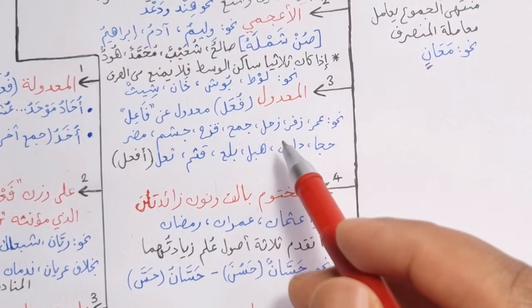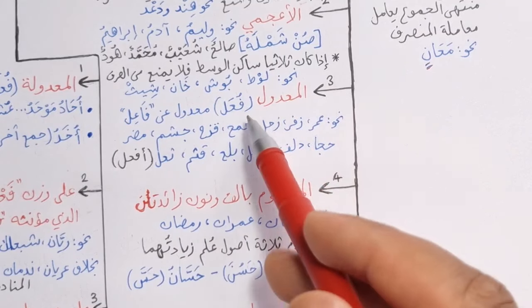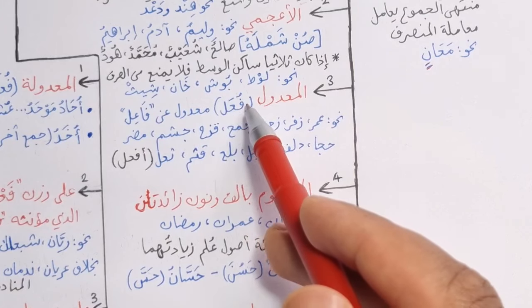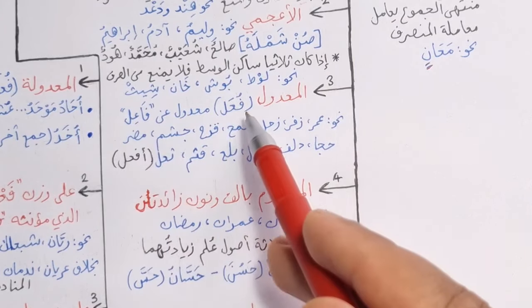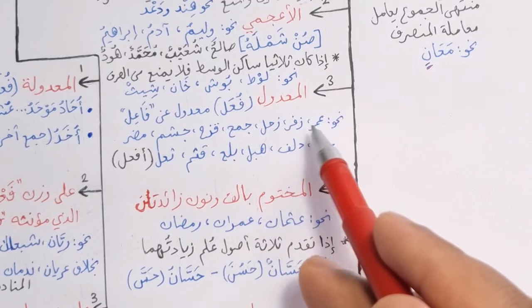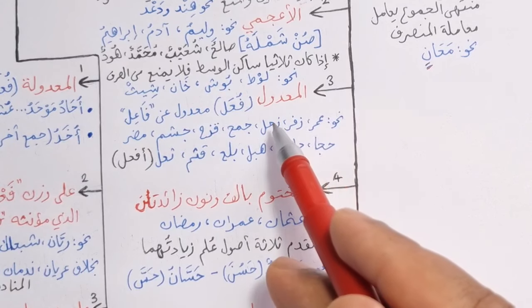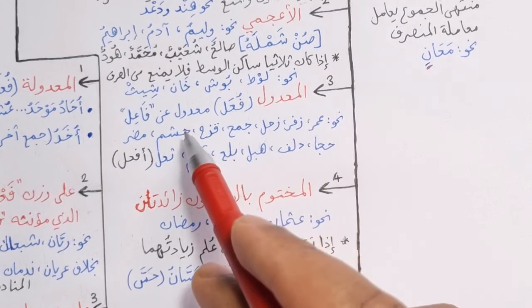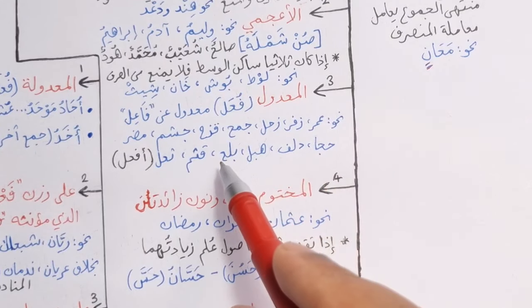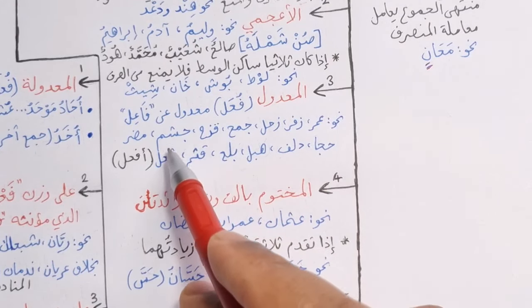There's 14 in total. You just have to remember them. And they're all on the pattern of fu'alu, and they say they were taken from fa'il. They were originally fa'il but changed to fu'alu. These 14 are Umaru, Zufaru, Zuhalu, Jumahu, Quzahu, Jushamu, Mudaru, Huja, Dulafu, Hubalu, Bula'u, Quthamu, Thu'alu.